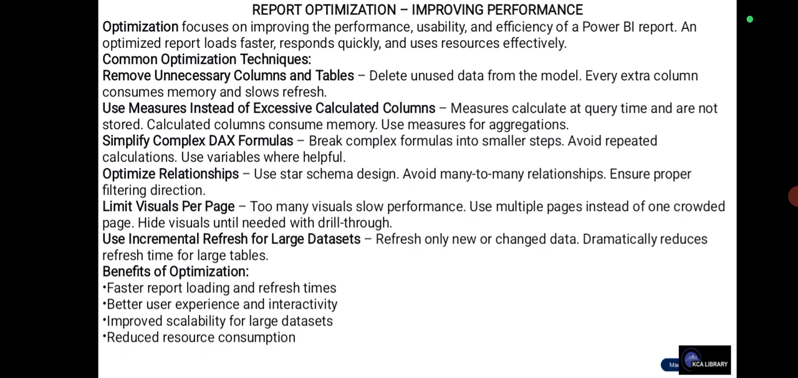Then after validation, we go to what we call report optimization. This is where you improve performance. Optimization focuses on improving the performance, usability, and efficiency of a Power BI report. So an optimized report loads faster, responds quickly, and uses resources effectively. Now, the techniques you can apply include that you remove unnecessary columns and tables, use measures instead of excessive calculated columns, then simplify complex DAX formulas.